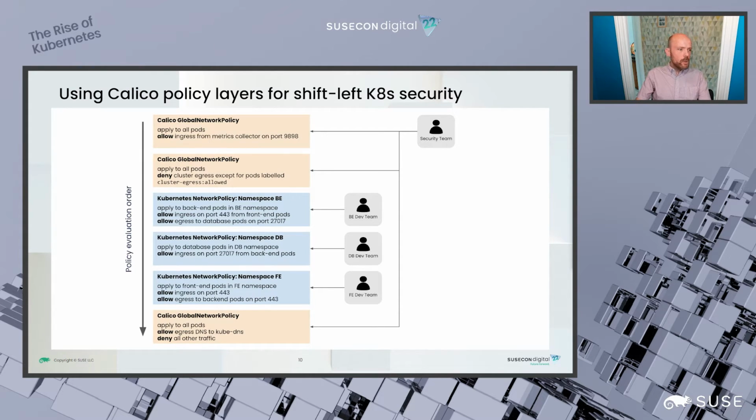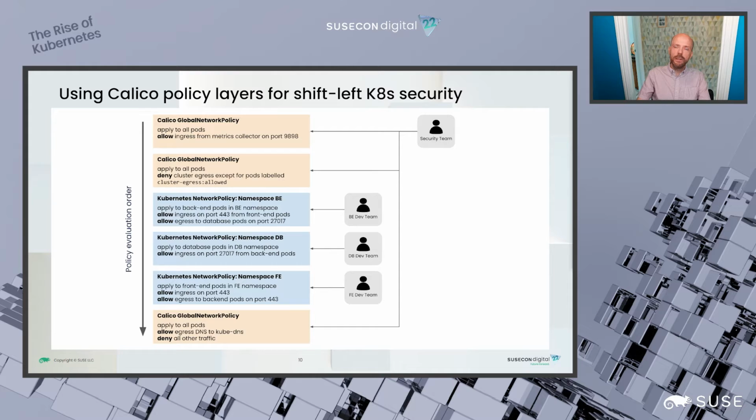Now, in this diagram, what I'm trying to show is that we can see that there's some Calico global network policy in this kind of pinky orangey peachy color, and that appears at the start and end of the policy evaluation. And that is administered by the security team of your organization. And then the blue policies in each namespace are implemented by individual teams. And what this means is we get this kind of shift left model of allowing the security team of the organization to set some guardrails.